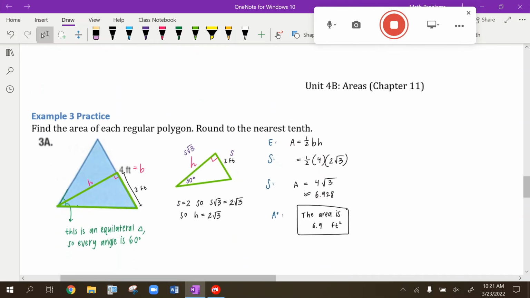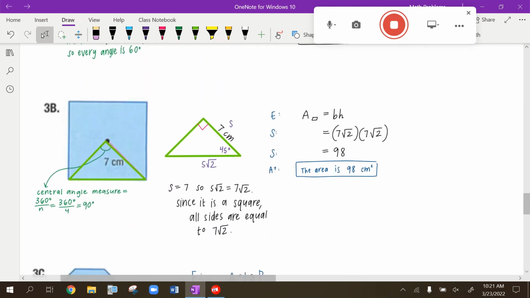Alright, the first one was a triangle. In this case, I decided to just use the area of the triangle because I knew since it's a regular triangle, it must be equilateral. So I knew every angle was going to be 60 degrees. So I just broke it in half to make a 30, 60, 90 in order to find the height. I used 4 as the base and 2 square root 3 as the height, and plugged it into my area formula. You might have done it differently, but you should still have the same answer, 6.9 feet squared.